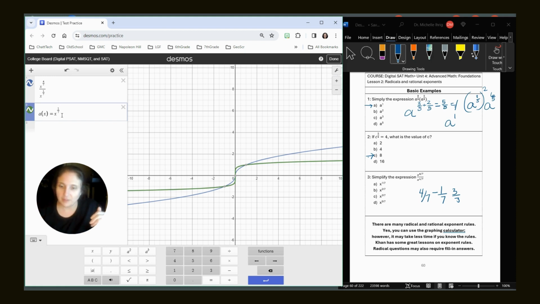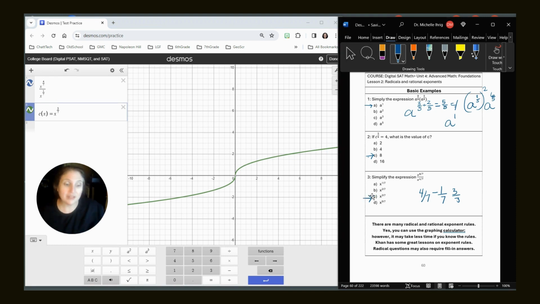Thank you. All right, obviously the blue graph and the green graph are not the same, so it's not that one. I could put b of x for letter B, and this time we have 2/7. Obviously those graphs are not the same. We can do c of x and have 3/7, and it's the same graph. Like, I'm telling you, it really works.